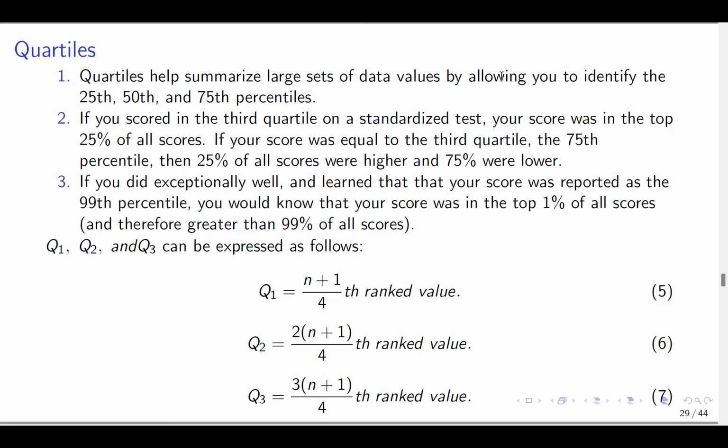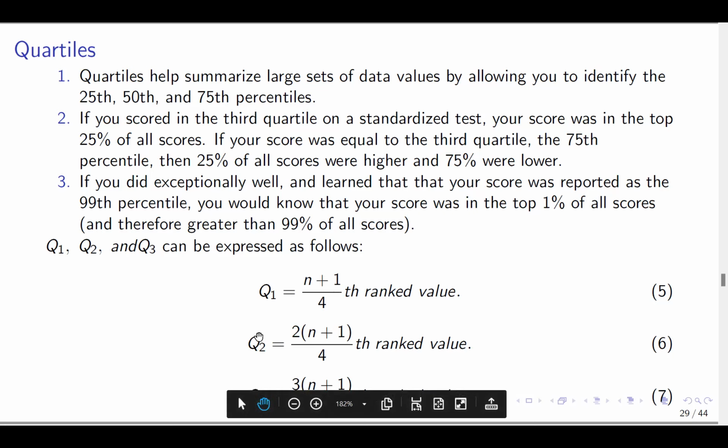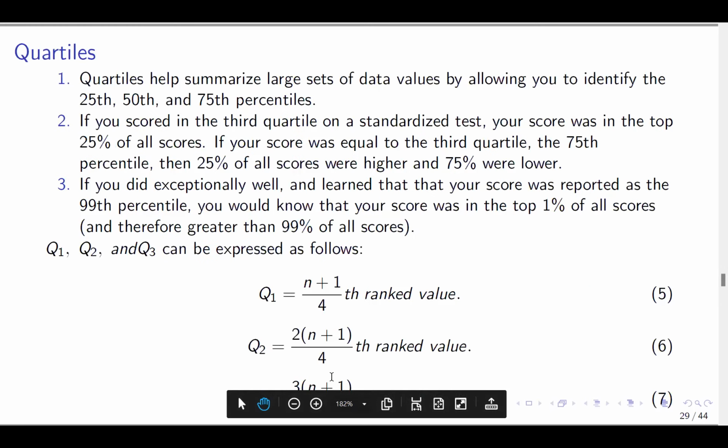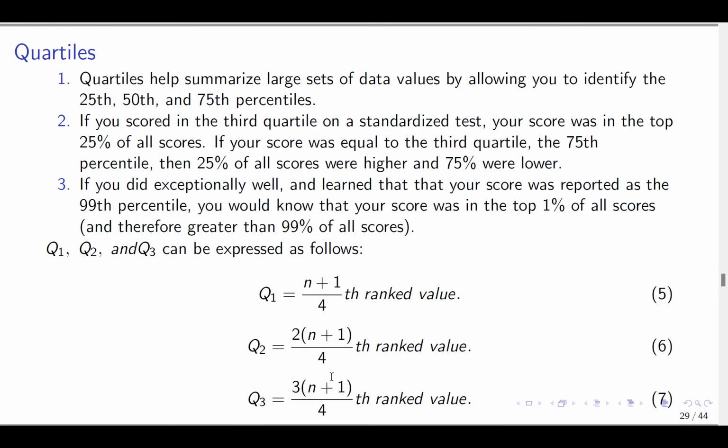So how do you find the quartiles? To find Q1, you should know the N, that is the number of data values we are dealing with. N plus 1 over 4. Therefore, the first quartile is the N plus 1 over 4th ranked value. And then this is how you find the remaining ones, right? So to end, let me give a brief illustration of the quartiles, and then we can end the session.